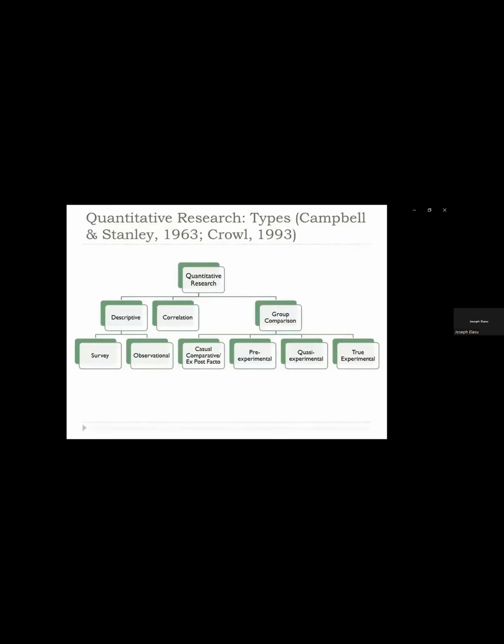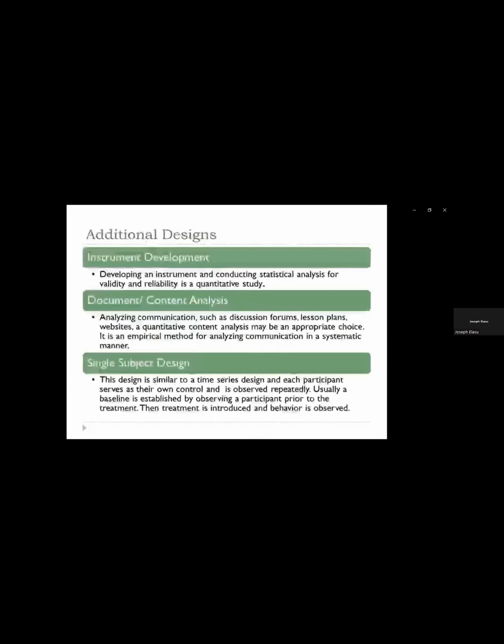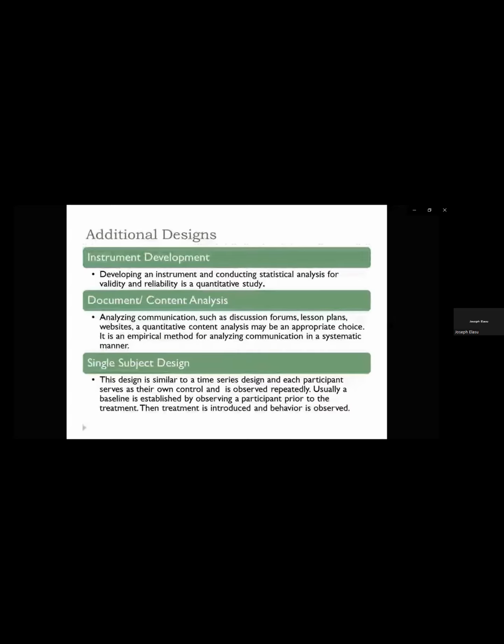We're going to take a more in-depth look at each of these specific research designs. But before we do, I want to talk about a few additional designs that some of you may choose to do. In addition to the designs that I just overviewed, some of you may choose to do an instrument development, a content or document analysis, a meta-analysis, or a single subject design. Let me talk a little bit about three of those.